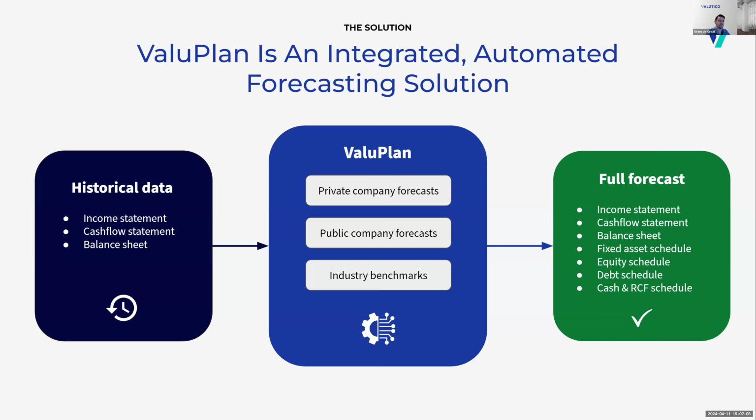So to start with, let's give a brief overview of what you can expect ValuPlan to be doing. The core is that we need some historic data first, then we basically enrich this historic data, and then we create an output, which is a full forecast. So what you can see on the left is we rely on an income statement, a cash flow statement, and a balance sheet to go in. We then use private company forecasts, public company forecasts, and industry benchmarks, and we return a full forecast for all future years, up to 12.